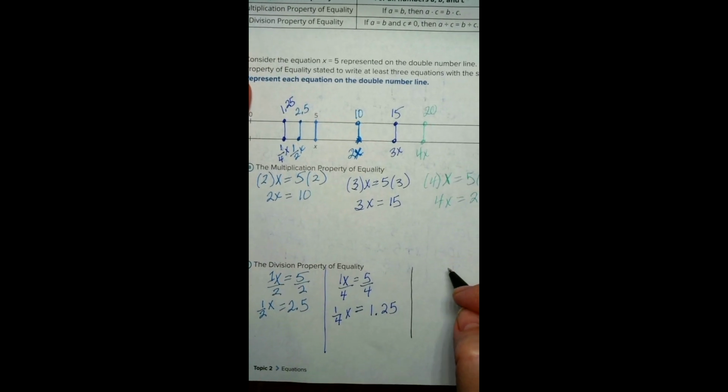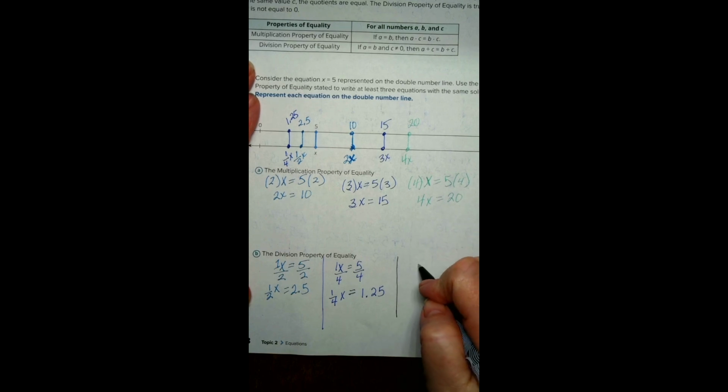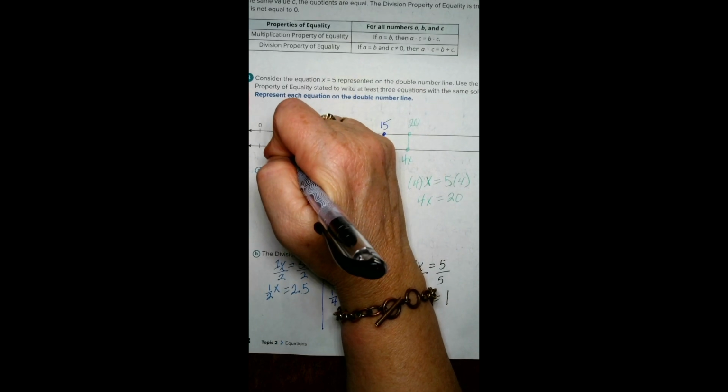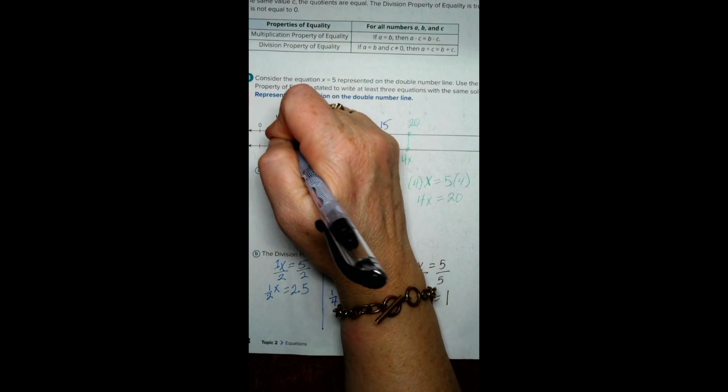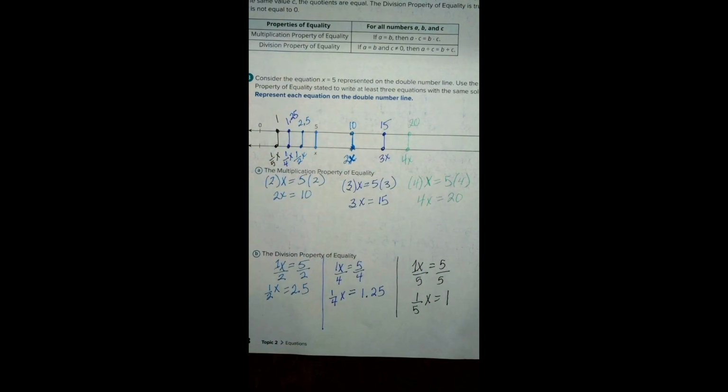So let's zoom out just a little bit. We have x equals 5. Let's divide both by 5 this time. So that would be 1/5 x equals 5 over 5 is 1. So 1 and 1/5 x. So that's how that works with division.